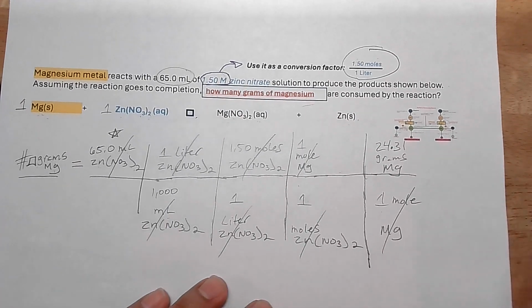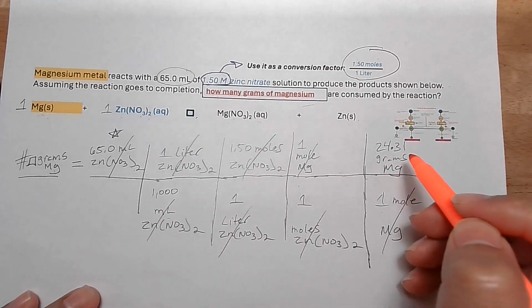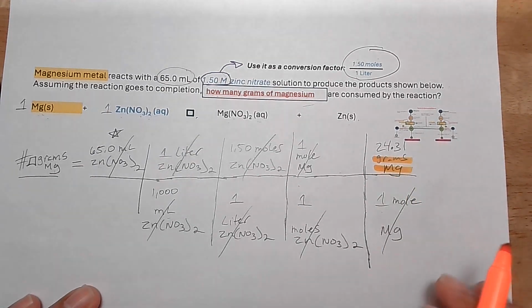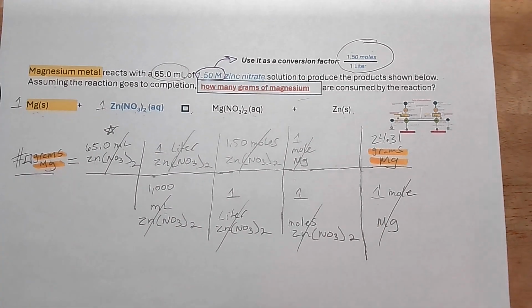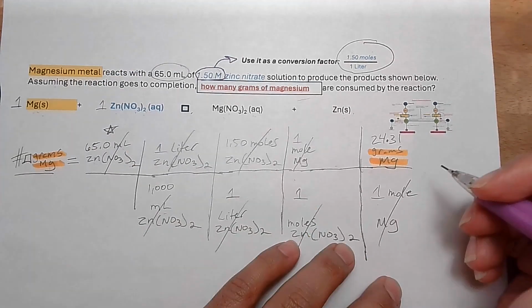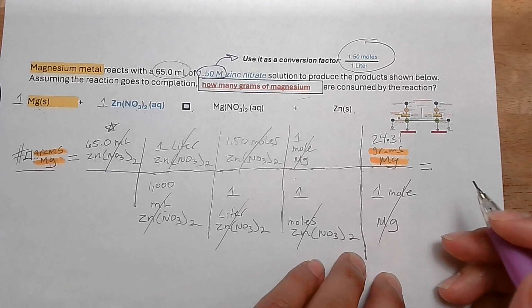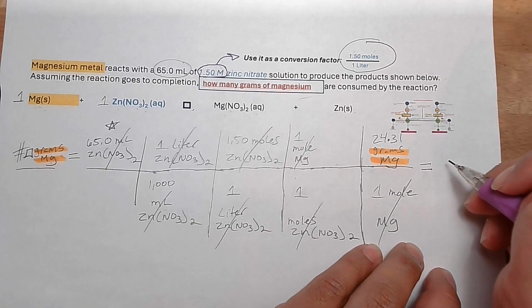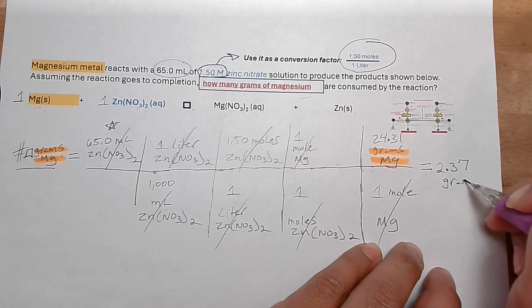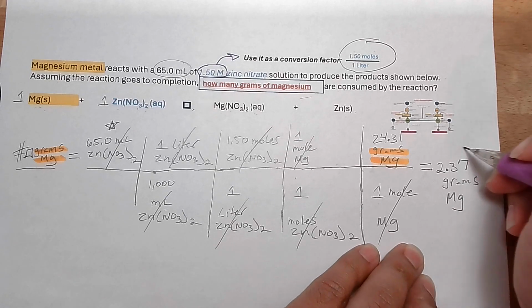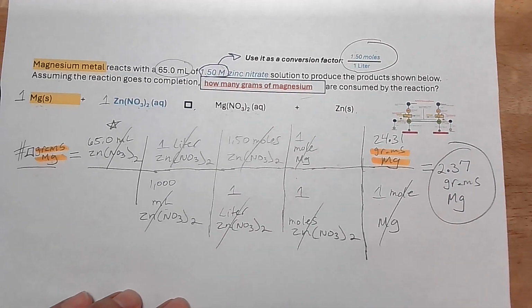All right, so we have found what we were looking for, so we can stop at that point. Notice that my units are matching, grams of Mg and grams of Mg, which is basically what I was looking for when we first started. And that's going to give you an answer, once you round it to 3 sig figs, of 2.37 grams of Mg. So that is going to be your answer.